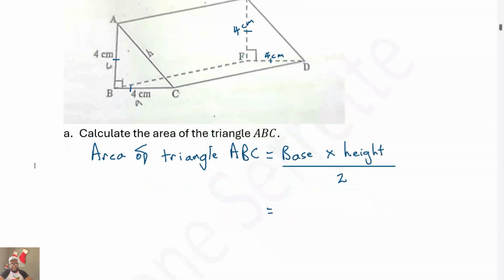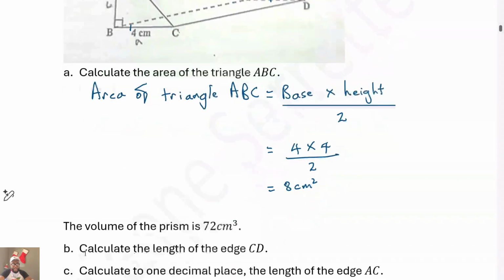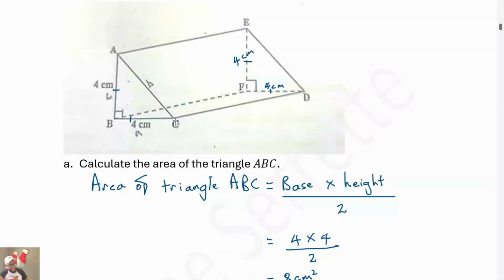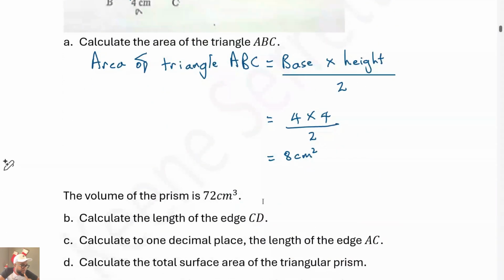I didn't hear anybody say what the base was. The base will be 4 multiplied by 4 all over 2, which is 8. Yeah, 8 centimeters. Right, that's the area of the triangle. Then they came and said the volume of the prism, so they gave us the volume. They said the volume of the prism is 72 centimeters cube. Calculate the length of CD. CD being the distance from one cross section or one triangle to the next, right?